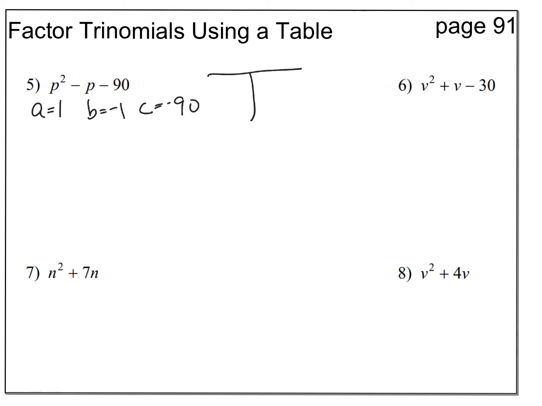Factors of A times C, and you can go ahead and just put negative 90. Remember, it's factors in the first one, and it's sum in the second one, and sum of B. So sum of negative 1. Factors of 90. 1 times 90, 2 times 45, 3 times 30. I think 4 goes evenly into it. No, it doesn't. No, 4 does not go evenly into it.